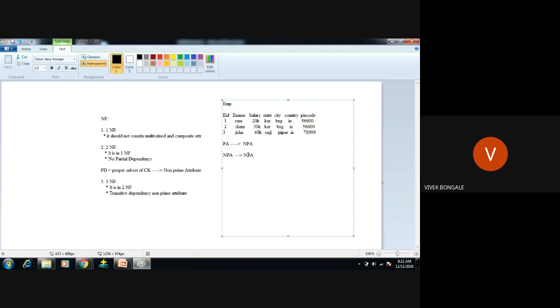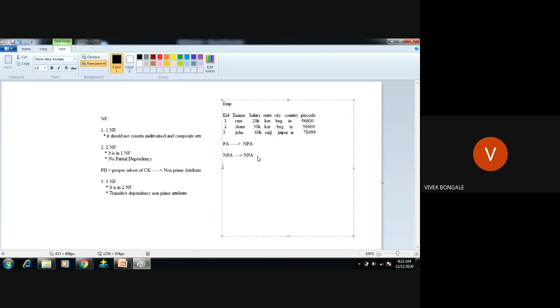Then we can check with the help of this condition: the X side should be a non-prime attribute, and if the right hand side is also a non-prime attribute, then this table is violating third normal form. This is one way. Second, there is another way we can find out whether the table is violating third normal form or not.